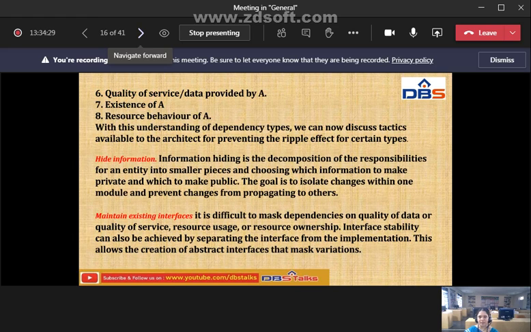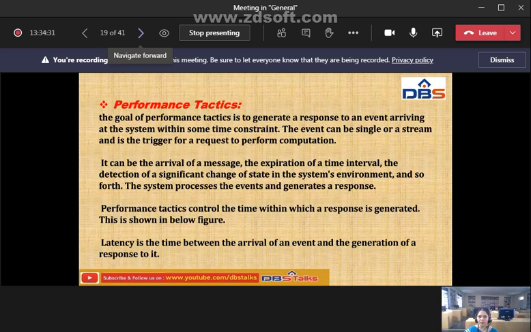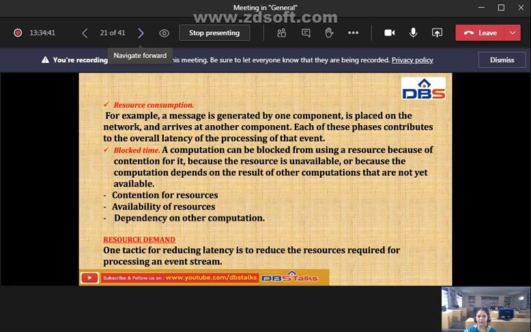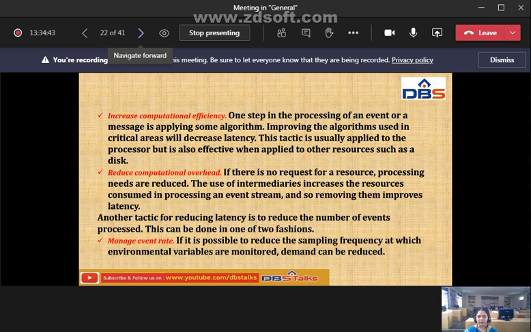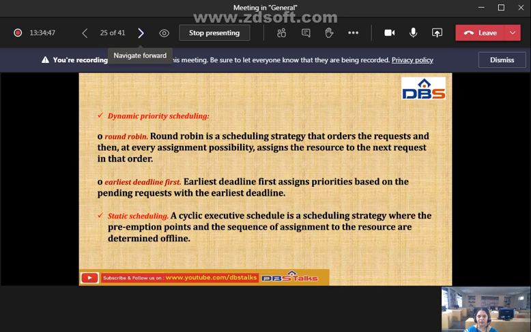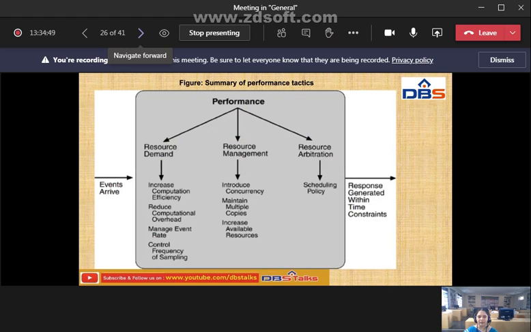And also we discussed the performance tactics. What are the performance tactics, which type of decisions the architect will take to improve the performance of the system. So, already we discussed these 3 types of tactics, out of 6 types, in the previous class.